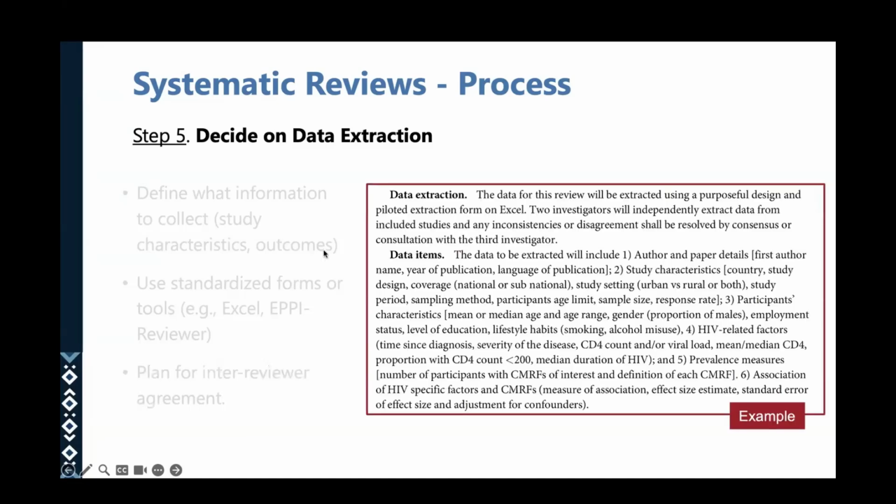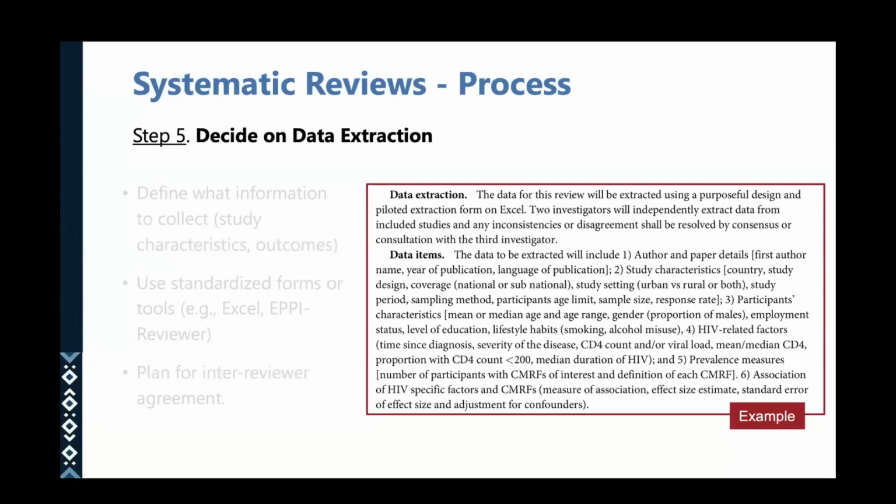So in our review, this is how we reported it. We first of all said the data for this review will be extracted using a purposeful design and piloted form on Excel. So you have to do this at the protocol stage. You don't go determine the items to screen when you're already seeing the results.